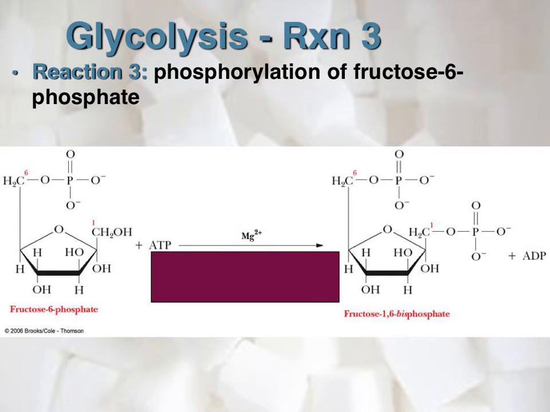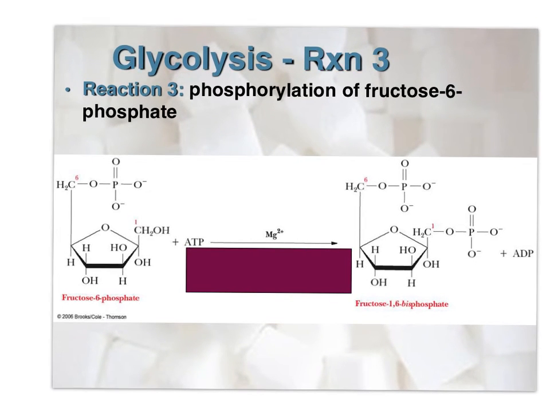This is the third step. Now we're taking, just let me make this smaller, fructose 6-phosphate to make fructose 1,6-bisphosphate. What's one thing, if you just look at it, what's one observation that you can make? It's adding a phosphate group.